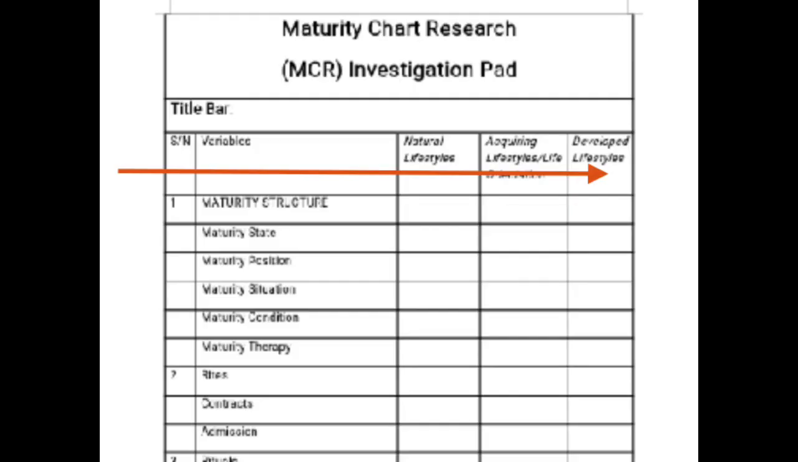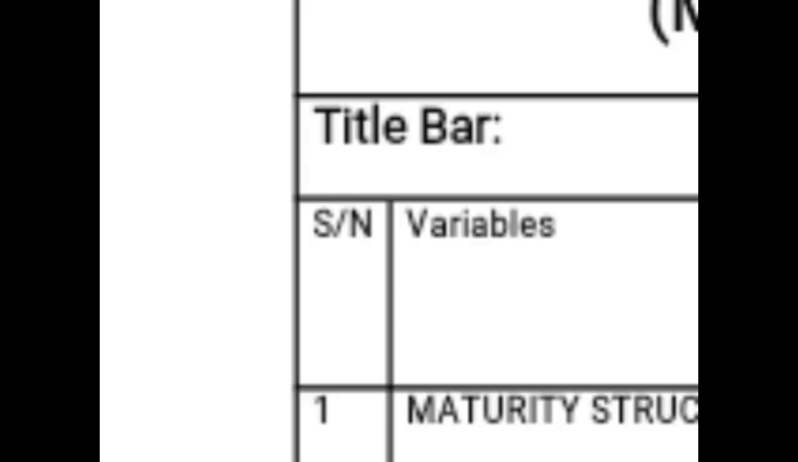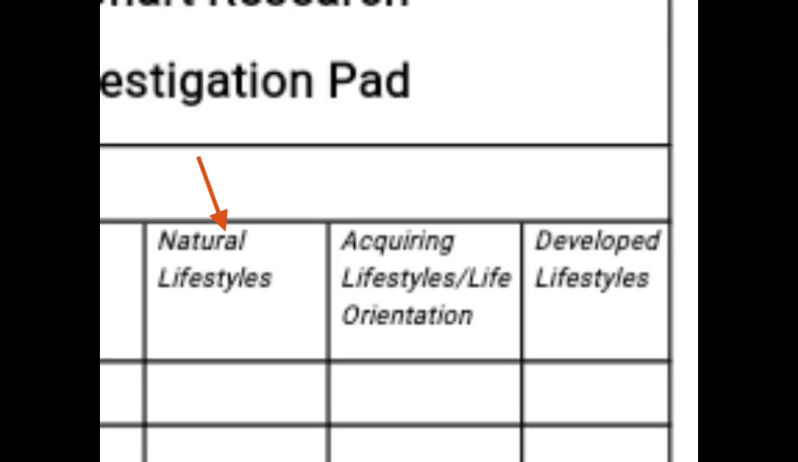Well, we have what we call the description bar. The description bar is everything around here, and all these features are what I refer to as the description bar, because they actually describe what you find on the title bar. The first feature on it is the serial number. And then we have the variables. If you move on, you have natural lifestyle, and I prefer to call this life orientation lifestyle. And then we have developed lifestyle. So these are all found in the description bar.